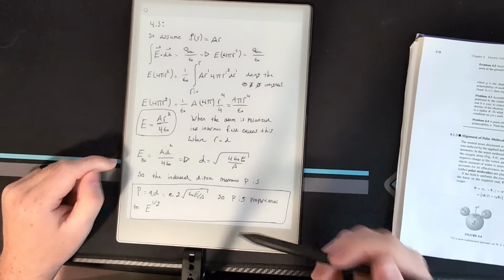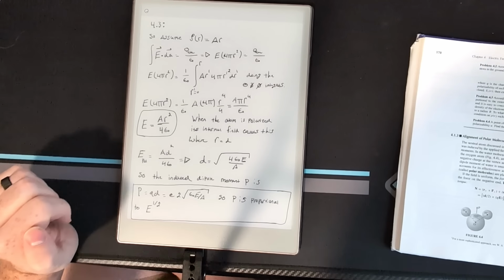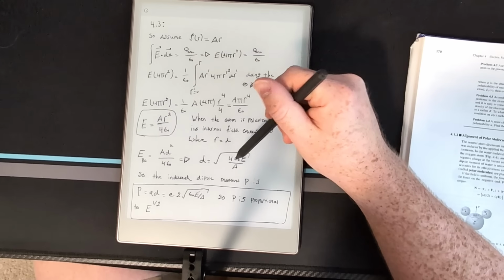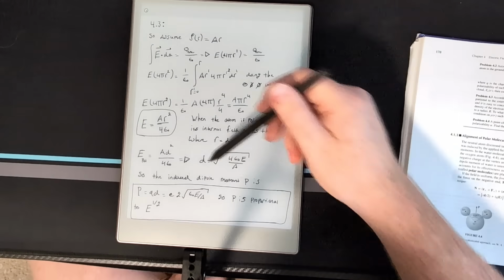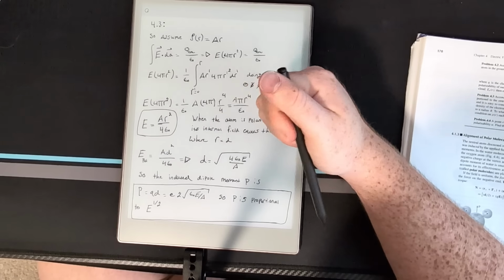So then we can get an expression for d here, and relate this back to the dipole moment P. So d is equal to the square root of 4 epsilon naught E divided by A. So the induced dipole moment P is just Q times d.